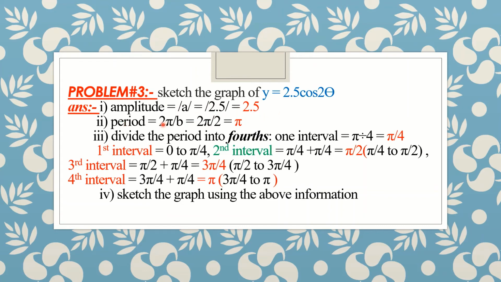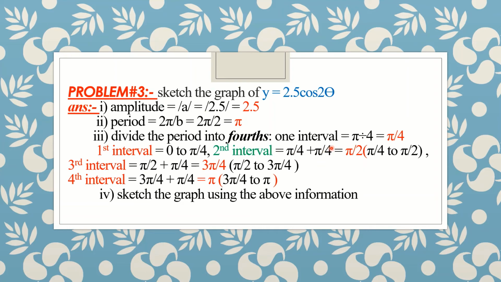And the period is 2 pi over B, which is 2 pi divided by 2, because B is 2, and it will give you pi. After you know the period, try to divide it into fours. If you divide this by 4, you will obtain different kinds of intervals. Pi divided by 4 is pi over 4, so each interval will take pi over 4 in addition to the previous one.